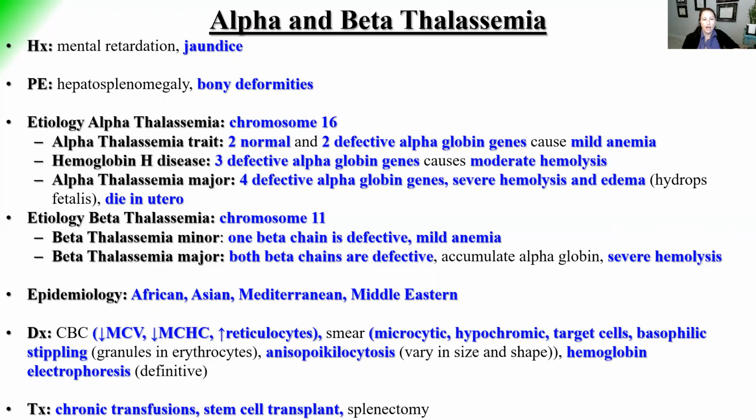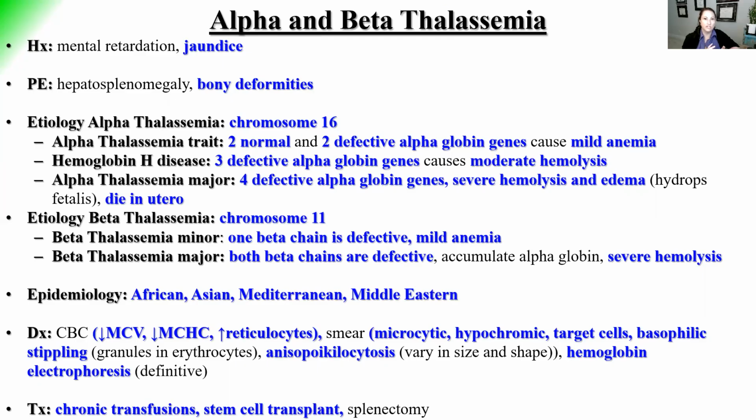And then finally, you have alpha thalassemia major. This is 4 defective alpha globin genes. This causes severe hemolysis and edema. That's called a hydrops fetalis, and all of these die in utero because this is incompatible with life. In beta thalassemia, this is a defect in chromosome 11.